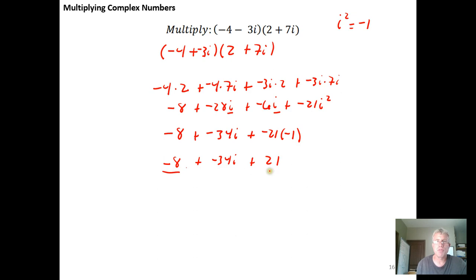And I see that I have two real number parts that don't have an I, so I can combine those. I have negative 8 plus 21 is going to be, what's that come out to be? 13 plus the negative 34i that I have. And when I'm done multiplying, what I want to wind up with is a number that is in standard form. So that's the form A plus B, a real number part, times I. And that's what I have here at the end, a number that's been simplified into standard form.